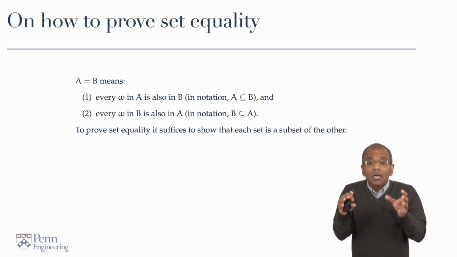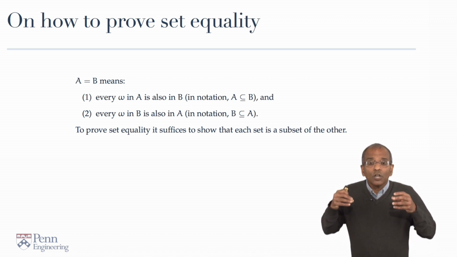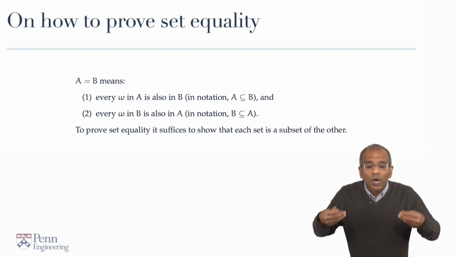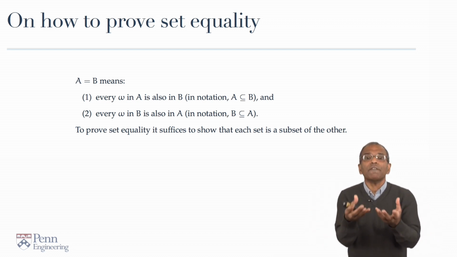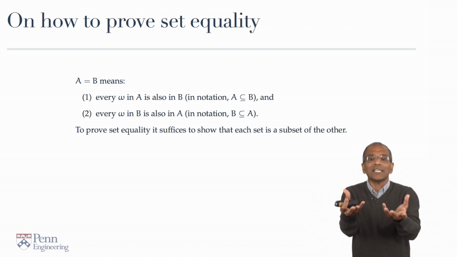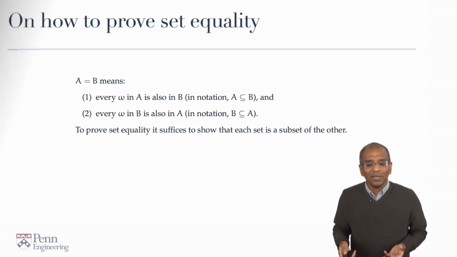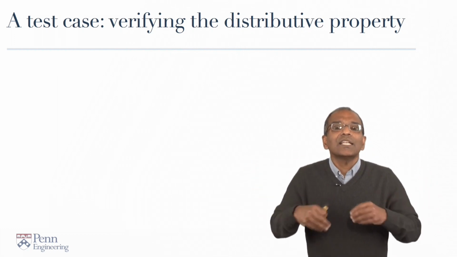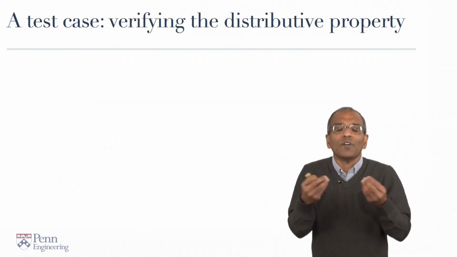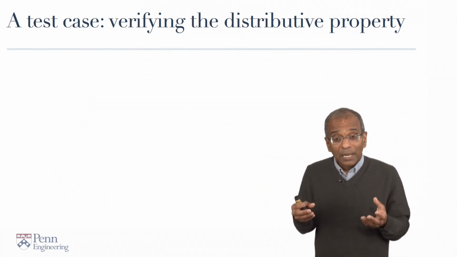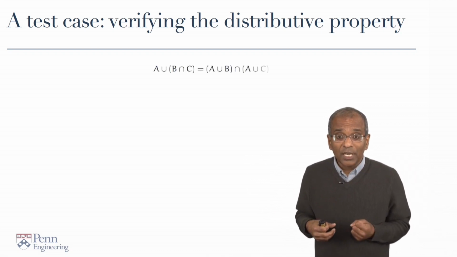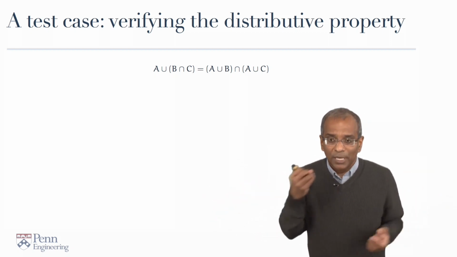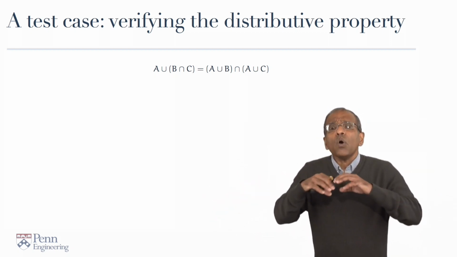Now, here is a formal procedure for checking equality of sets. We can put this to work immediately in checking the validity of any of the identities or the formulae that I've shown you. Let's immediately put this to the test, and let's take as a test case the distributive property of unions over intersections. We claim that the union of A with B intersection C is the same as the intersection of A union B with A union C. Now, how would one show this?